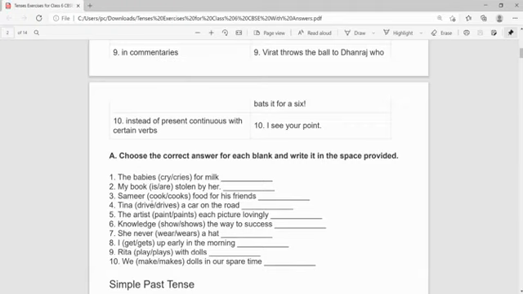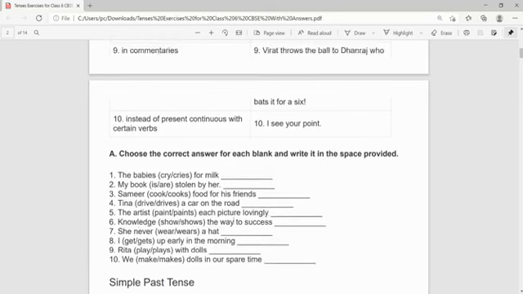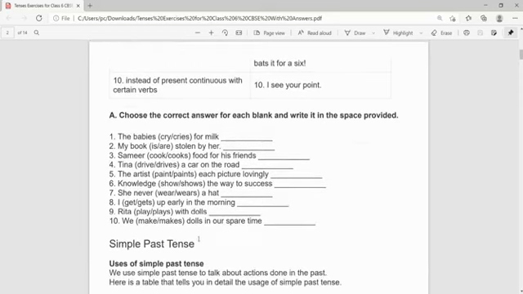Samir cooks food for his friends. Tina drives a car on the road. So all these are simple present, if you can see. We make dolls in our spare time. Rita plays with dolls. I get up early in the morning. She never wears a hat. So all these are here.